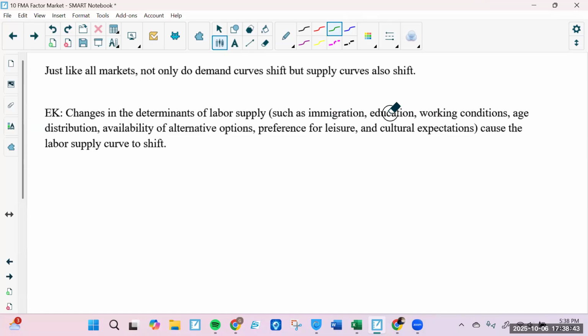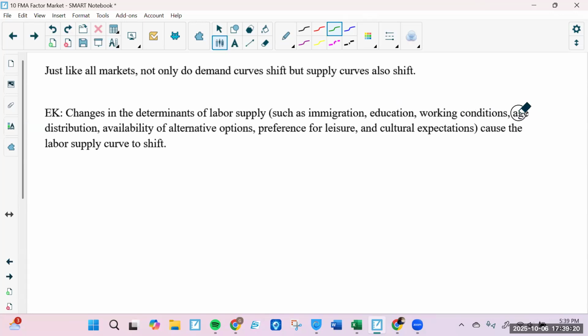If people become better educated, then the supply of minimum wage type jobs actually decreases, because people who have higher education are not willing to work at McDonald's or at the vet's office cleaning out the poop or that sort of stuff, right? So education can actually decrease the supply, or maybe it increases the supply of jobs that require higher education. Working conditions: people don't want to take jobs where the working conditions are poor.